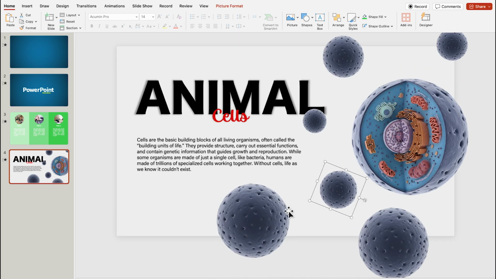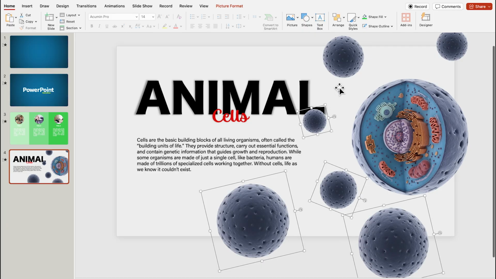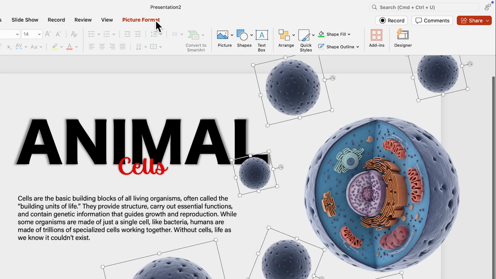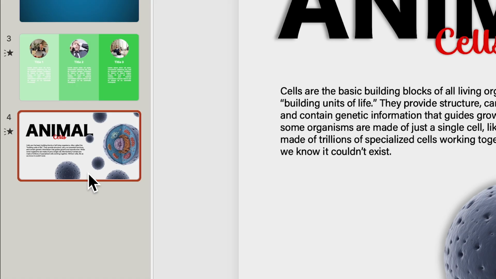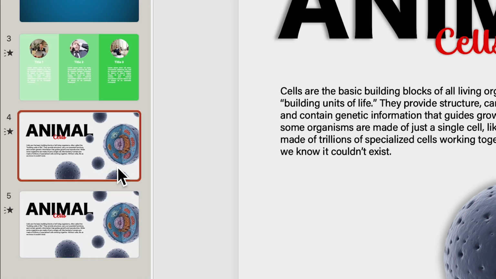Select them all. You can do this by holding Command on Mac or Shift on Windows to grab everything. Then add a soft shadow in Picture Format. When you're happy with the layout, duplicate the slide.